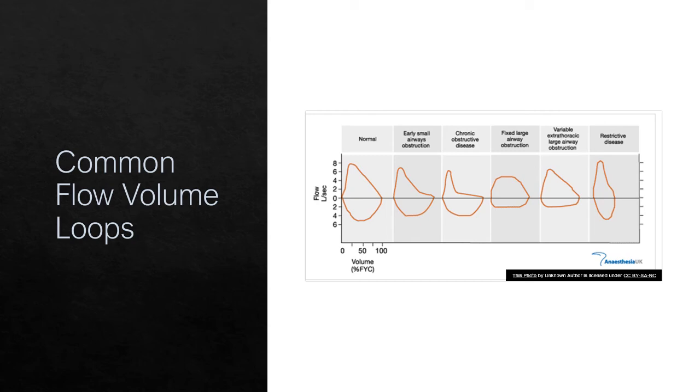Flow volume loop measurements graphically illustrate both obstructive and restrictive disease problems. Normal, early obstructive disease, chronic obstructive disease, a fixed airway obstruction, a variable extrathoracic large airway obstruction, and restrictive disease.